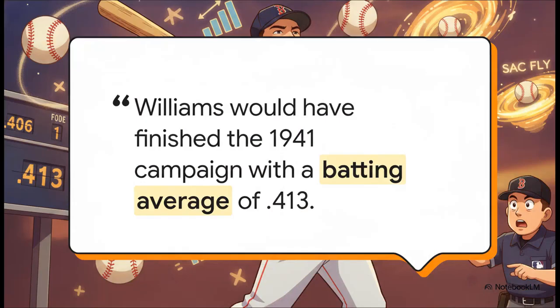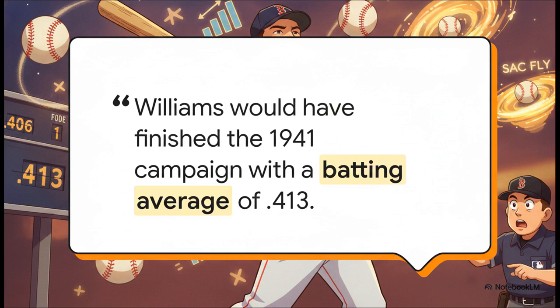And get this, the rules dictating all this math have actually evolved over time. Check out this wild historical anecdote about Ted Williams. Back in 1941, Williams hit a legendary .406. But during that specific season, the sacrifice fly rule had been abolished. That means hitting a sacrifice fly actually counted as an at-bat, which artificially lowered his average.